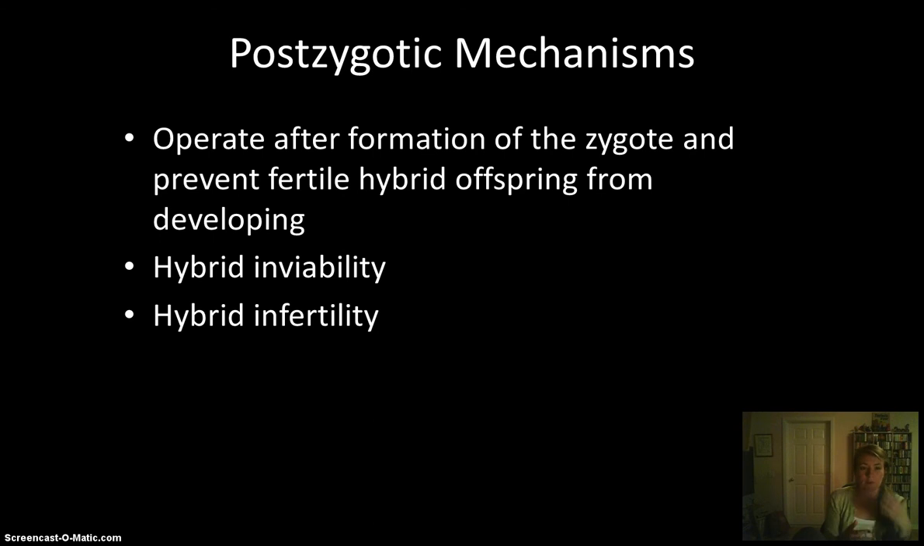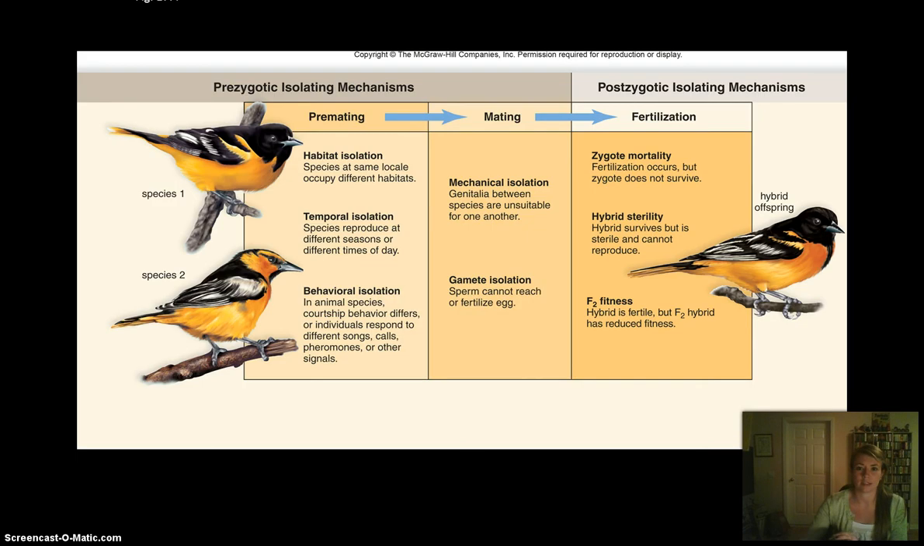An example of this is when a horse and a donkey mate together, they make a mule. A mule is very healthy, can live for a very long time, but is entirely incapable of reproducing, so it is infertile. And that is an example of hybrid infertility. So take a look at this. It will explain the prezygotic and the postzygotic.